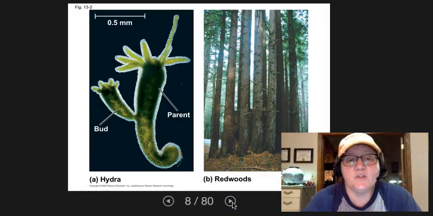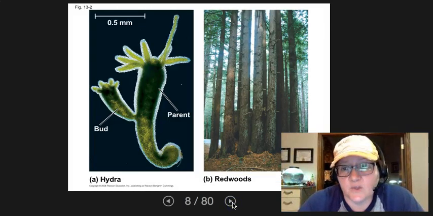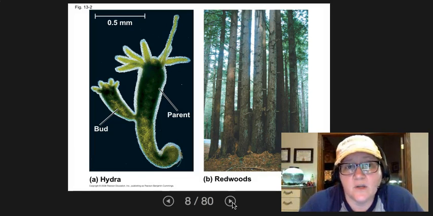Here is an example of asexual reproduction in two multicellular organisms. So we're not just talking about the prokaryotes and we're not just talking about single-celled organisms. On the left is a hydra, and what you can see there on the left is budding.